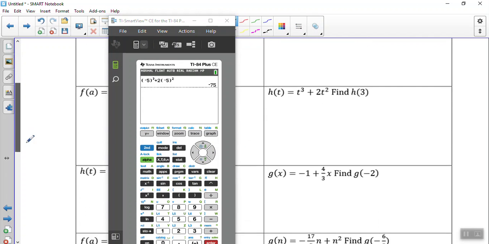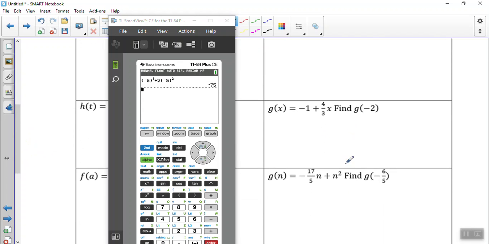I'm just gonna skip around here. I'm gonna look at when I have fractions, and I just want to show you how I deal with fractions in my calculator. So first, let me set this up. I have g of x equals -1 plus 4 over 3x, and I'm asked to find g of -2. So my input is -2, so let me rewrite this.